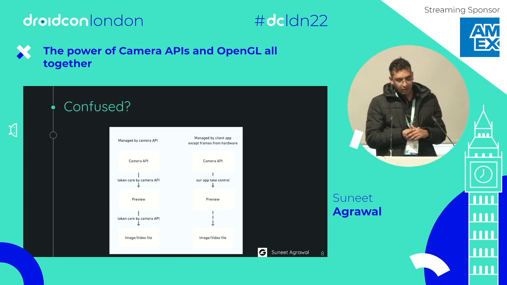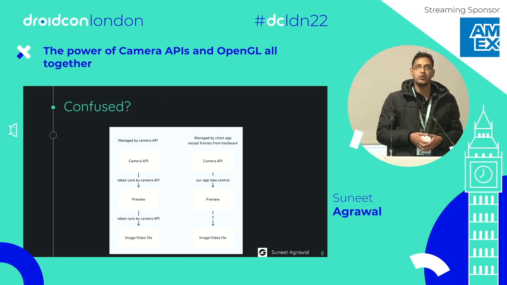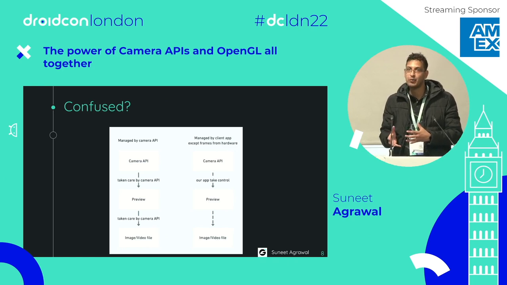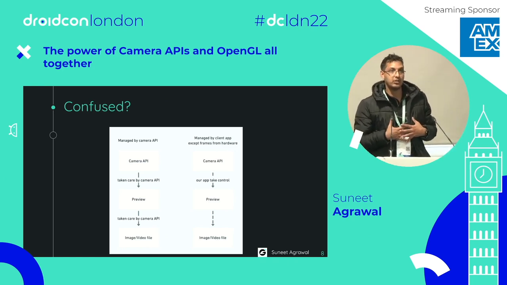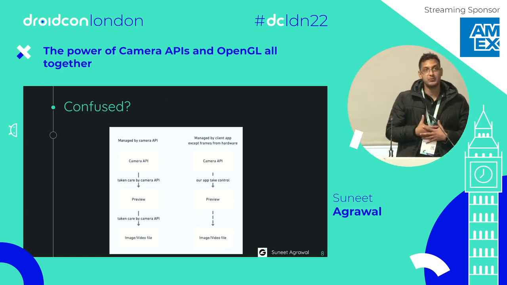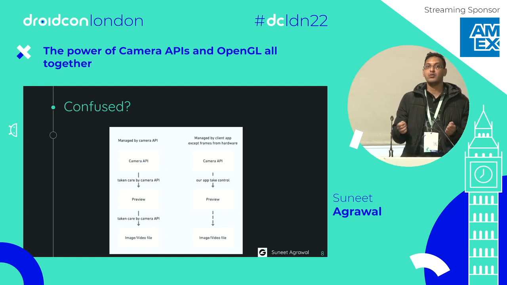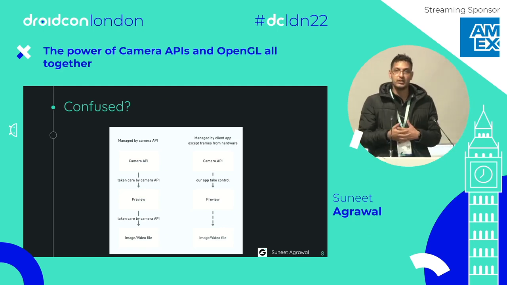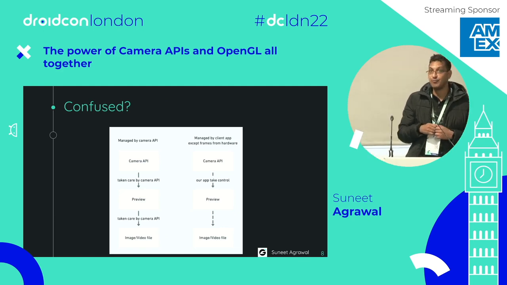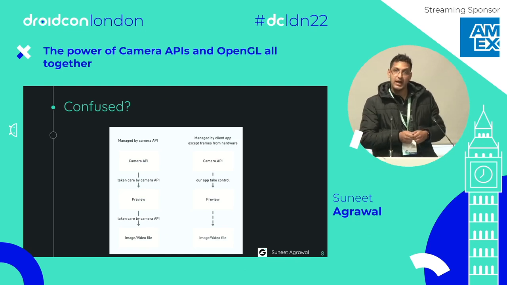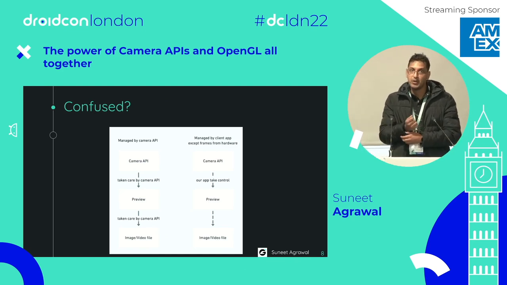Okay, but let's say we want to take control, where we are going to get the raw frames from the hardware, and we want to show the preview in our application. We want to capture the frames and show them to the end user. In that case, we need to take control of the entire flow. Okay, what do I mean by that? I'll cover that detail in the upcoming slides.